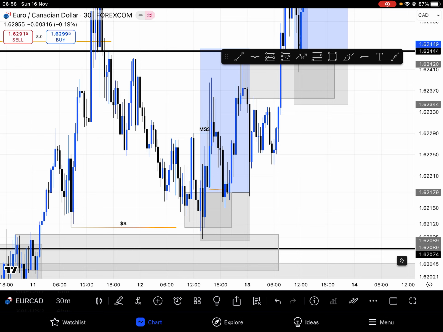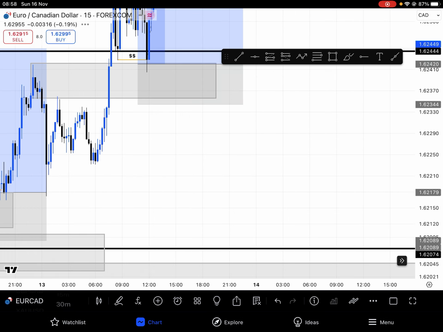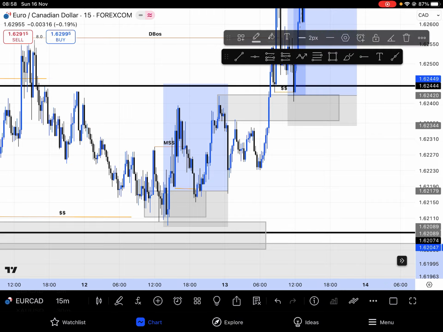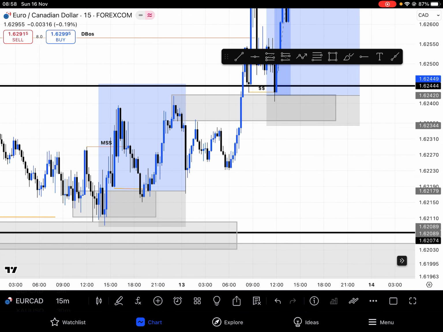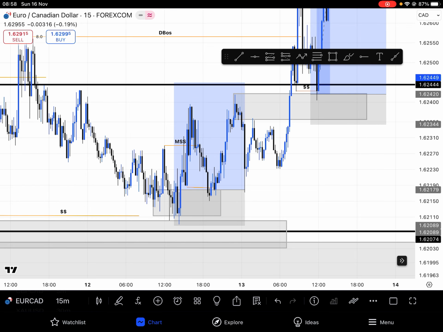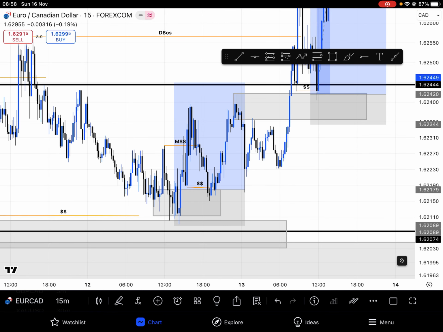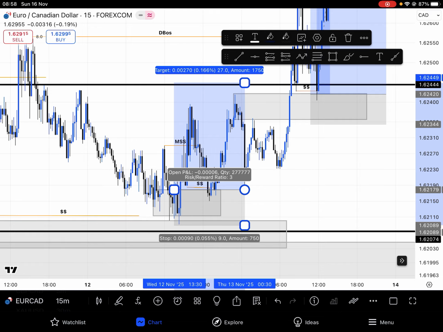And then if you go on the 15 minutes, just to confirm, I went in the 15 minutes and saw another market structure shift here and then an inducement here. And then I put my stops below here. This was a 3-hour trade to target the next support and resistance level.